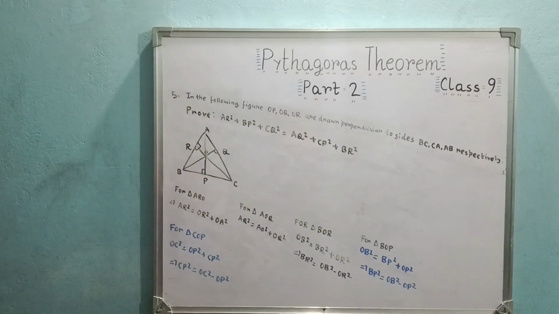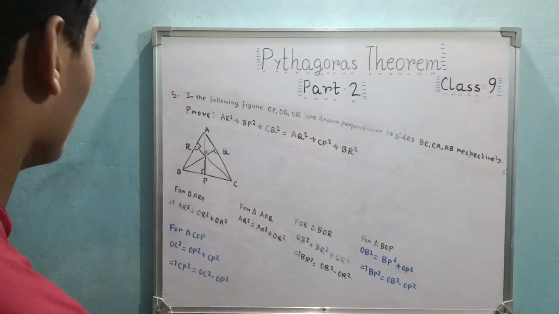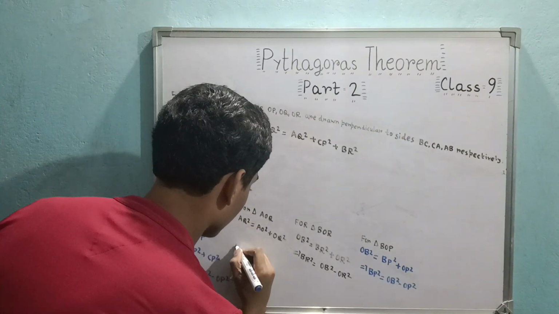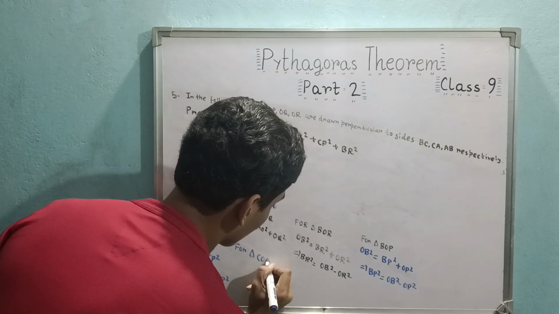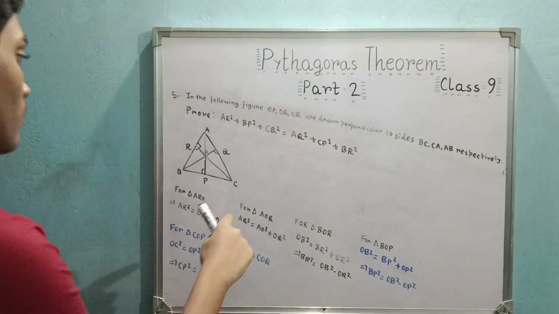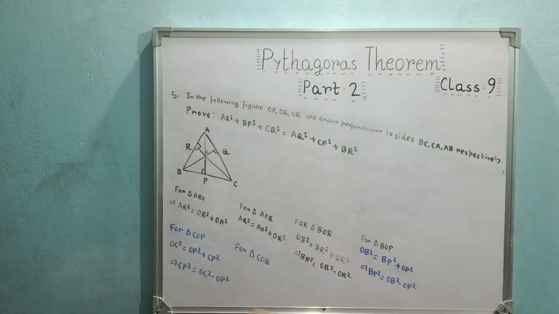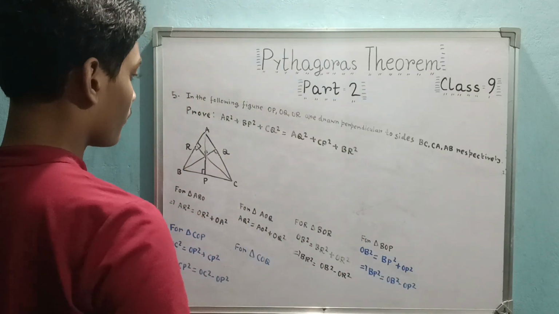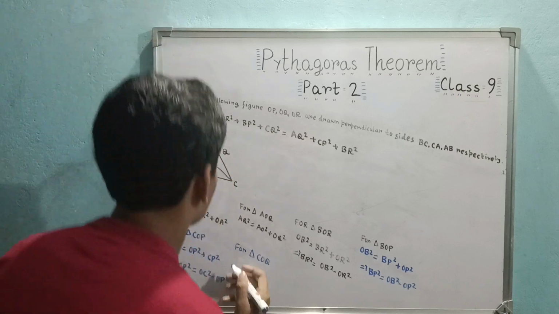Then the last triangle. Who is it? Triangle COQ. For COQ, see here. CQ square will be equal to OC square plus OQ square.